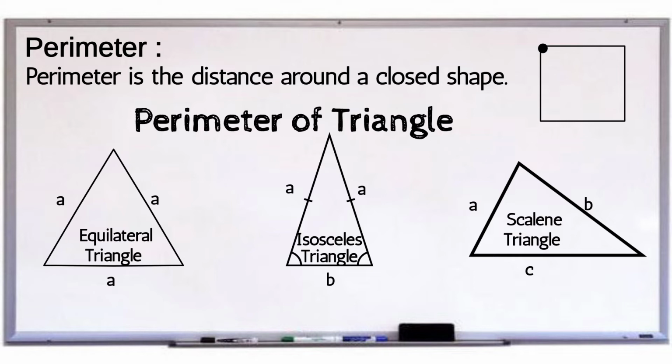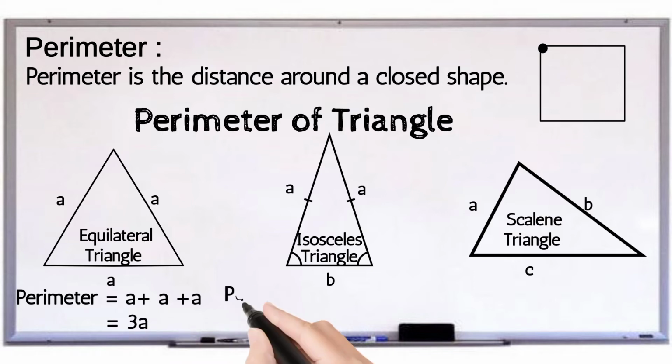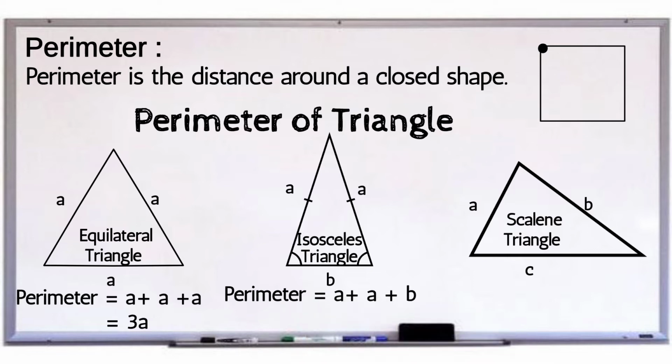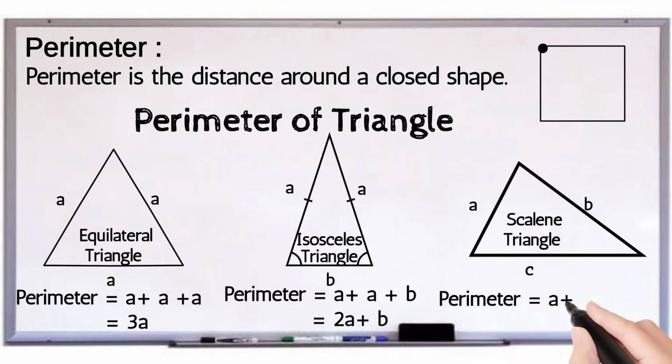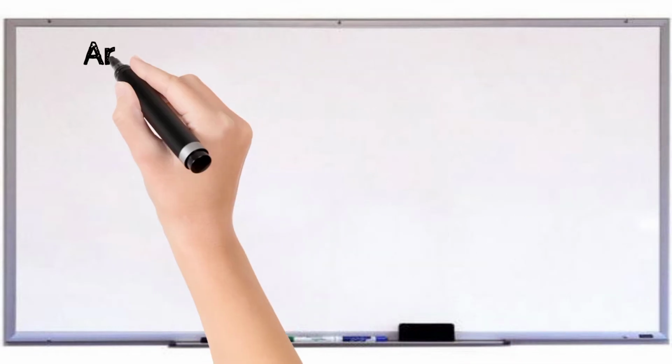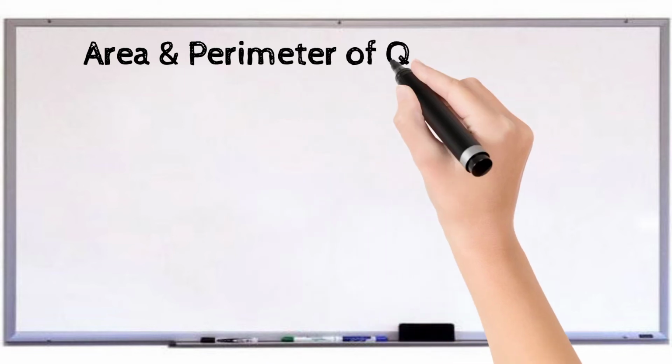Now if we calculate the perimeter of equilateral triangle, then the perimeter will be equal to A plus A plus A, that is 3 times A. If we talk about the isosceles triangle, then the perimeter is equal to A plus A plus B, that is 2 times A plus B. And the most simple is the perimeter of the scalene triangle, that is A plus B plus C. Now let us talk about the quadrilaterals.